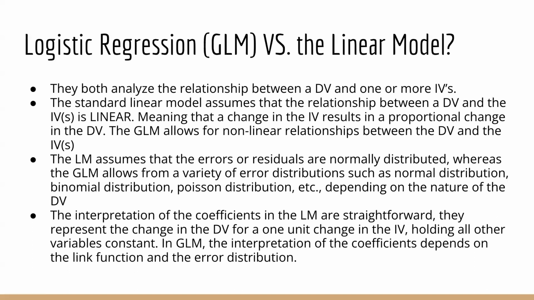So in summary, the linear model is a bit more restrictive, and it assumes linearity and normality of errors, whereas according to Press and Wilson, the GLM is a more flexible model that allows for nonlinear relationships and a variety of error distributions.